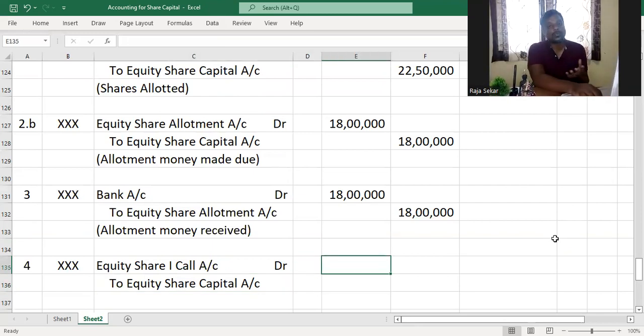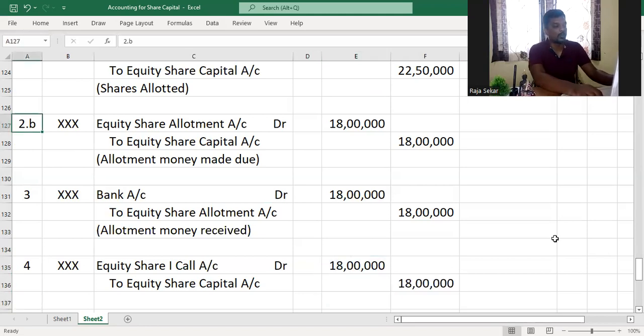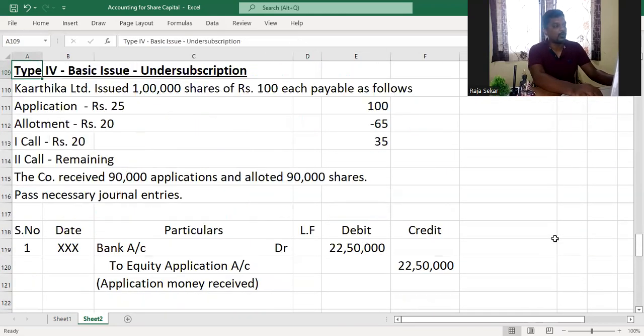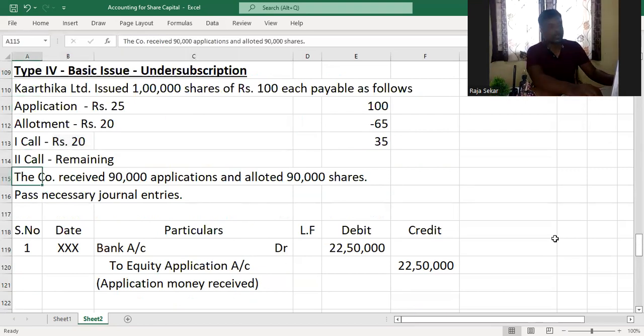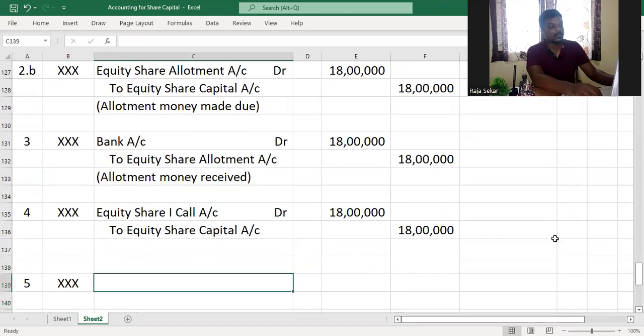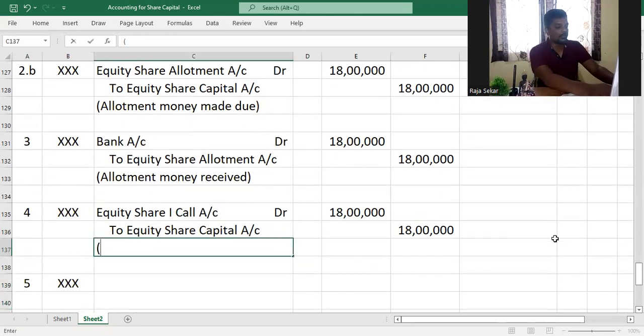Even here, we are supposed to multiply the number of shares allotted with the first call money per share. The number of shares allotted is 90,000 and the first call is rupees 20 per share. I'm taking it from the question. I already know it, so I just put 20. So 90,000 into 20 will give you the amount that you're supposed to make due along with the first call. Equity share first call made due.